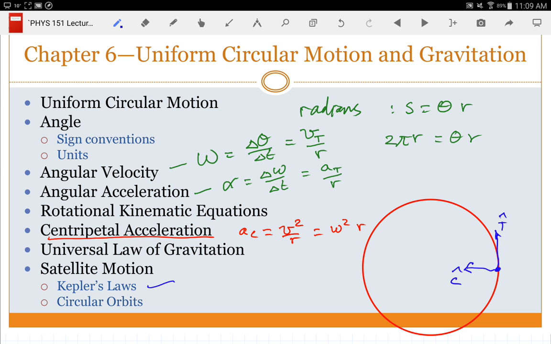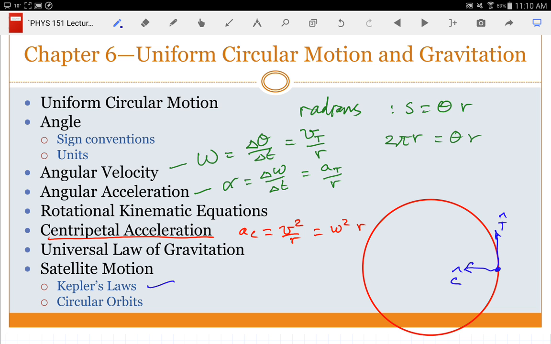That's his first law. His second law says that the planets sweep out a constant area in time. That means if you take a line that goes from the sun to the planet, in 1 month's time, the area swept out by the line connecting the planet and the sun is always the same amount.